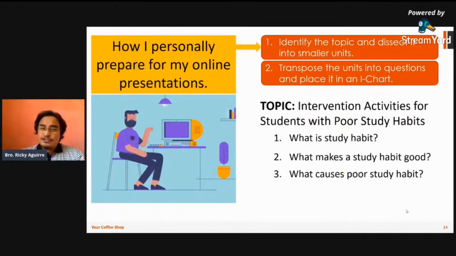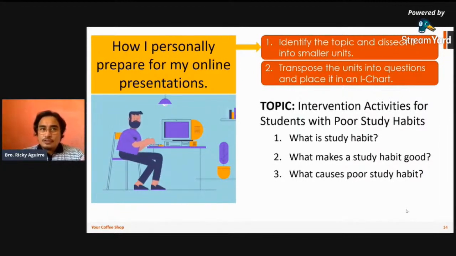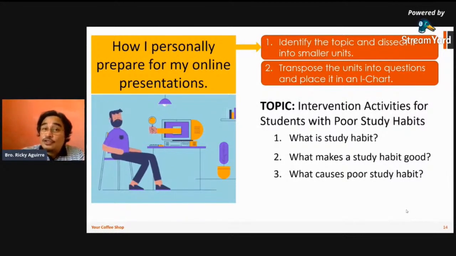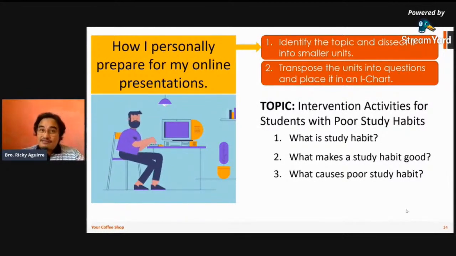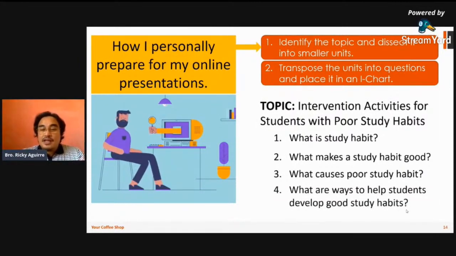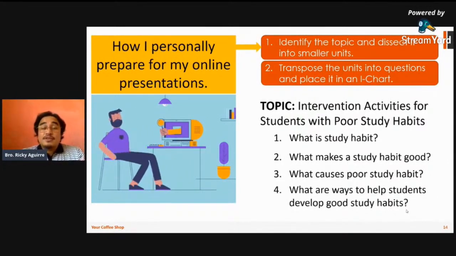If there are factors that contribute to good study habits, then I think there are also factors that contribute to poor study habits. And I think a lot of people out there would want to know that too, so that they can prevent that from happening. And finally, what are ways to help students develop good study habits? Since we're talking about intervention, then I need to know what ways to help students develop good study habits.